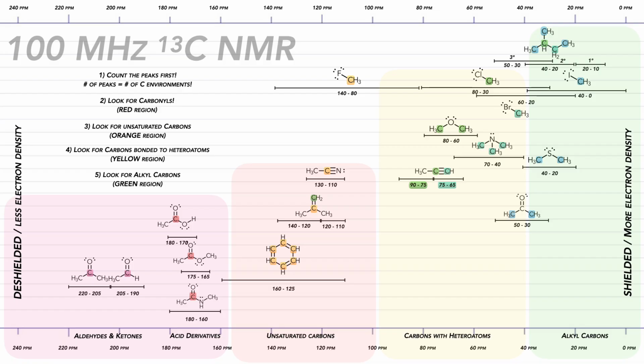And finally, ordinary alkyl carbons occupy the most shielded region of the spectrum. Notice the general trend. Greater deshielding corresponds to lower electron density and larger ppm values. Greater shielding corresponds to higher electron density and smaller ppm values. The entire spectrum is essentially a map of electronic environments.